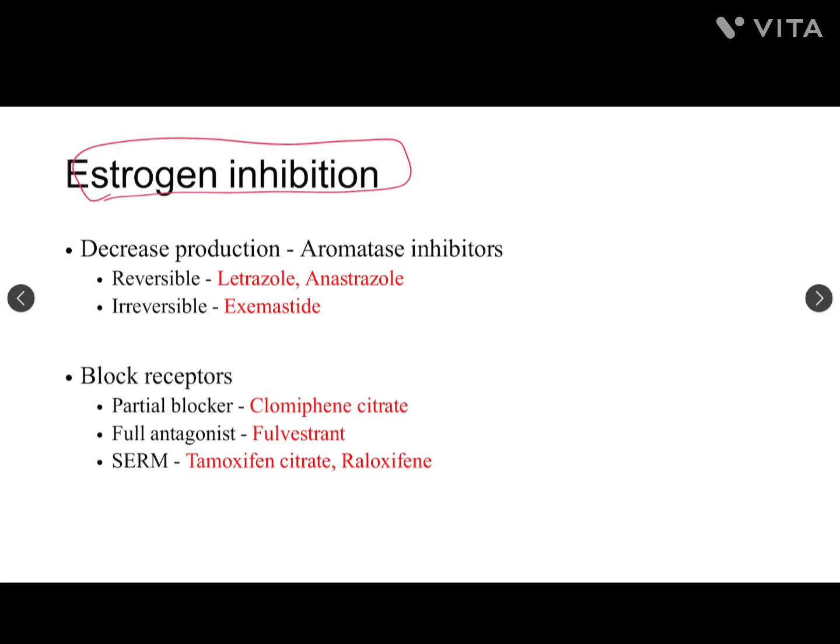Estrogen inhibition. So far we have discussed the therapeutic uses of supplementing estrogen. Now we will discuss the therapeutic implications of inhibiting estrogen. First of all, if I ask you, how can I inhibit estrogen in a woman's body? What are the ways? Number one, you can basically decrease the production.